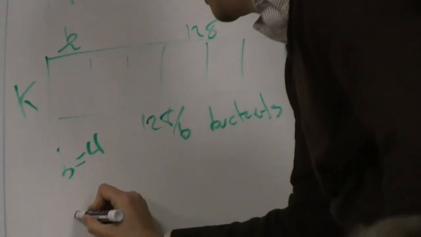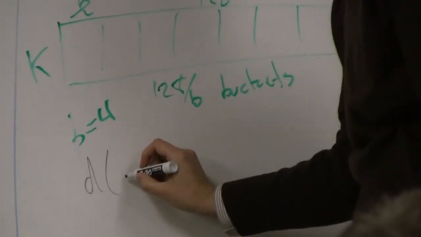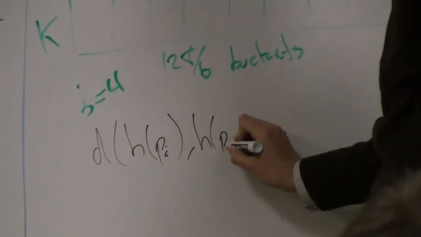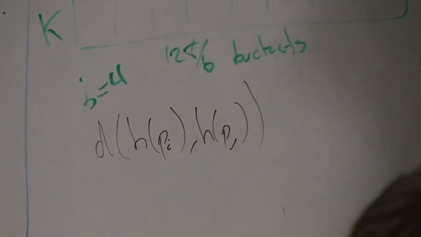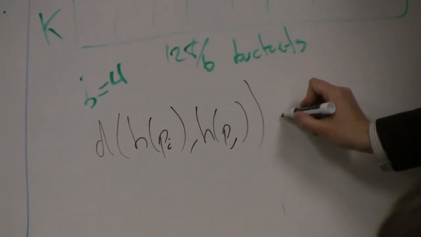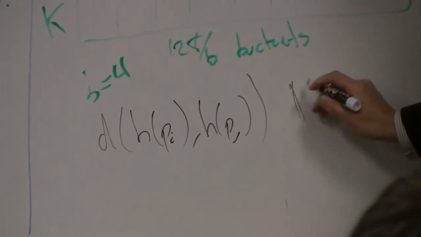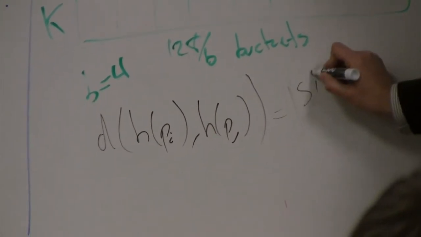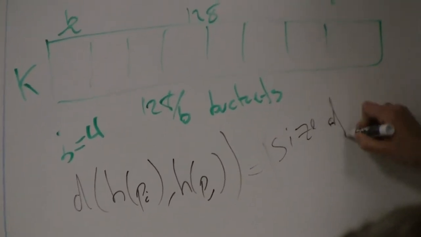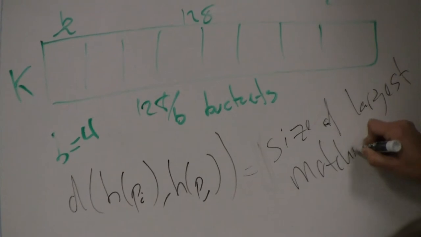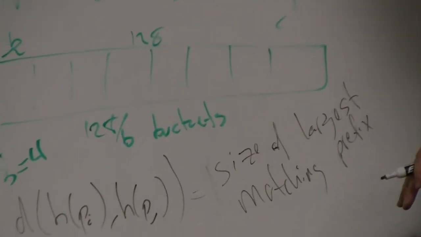So the distance between hash of p_i and hash of p_j is going to be the size of the largest matching prefix. So you want to find how many bits you can match at the beginning.